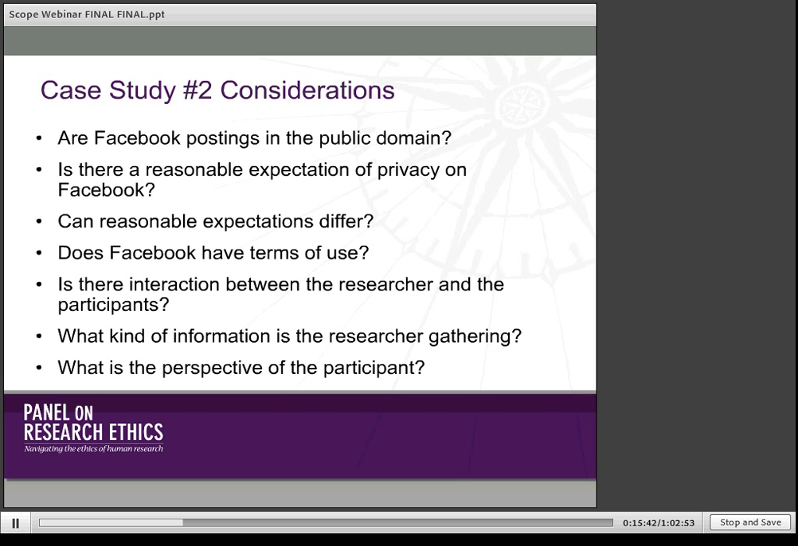A third consideration is the nature of the study itself. Is there any direct interaction between the researcher and the participant? Or is the researcher only going to monitor what's already been posted? What type of information is being collected? For example, is the researcher observing whether participants reveal their birthdays, or is the researcher tracking things like participants' sexual preferences? Another thing to consider is the site's terms of use.